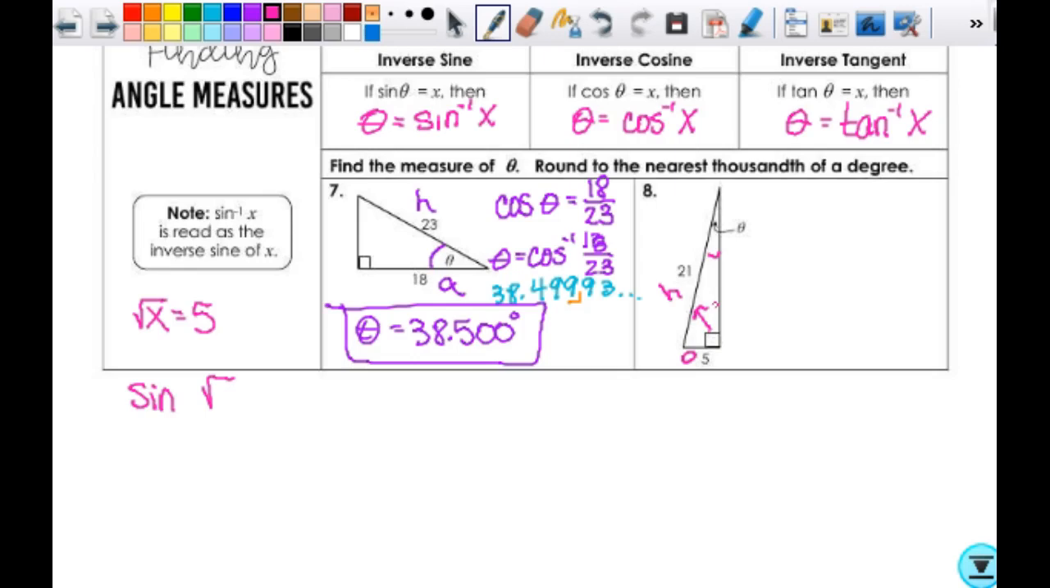All right, opposite and hypotenuse, which trig function is that? Sine. So the sine of theta is equal to the opposite, which is 5, over the hypotenuse, which is 21. So theta is equal to the sine inverse of 5 over 21.